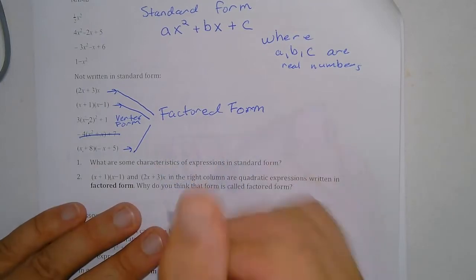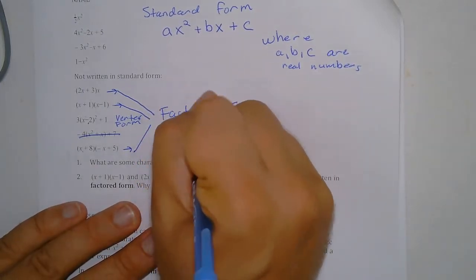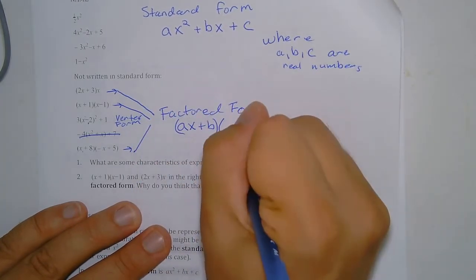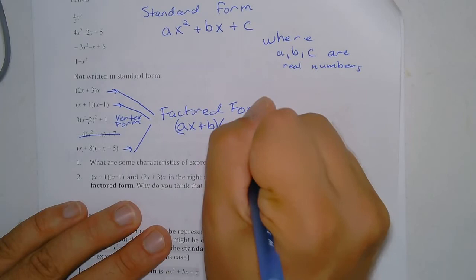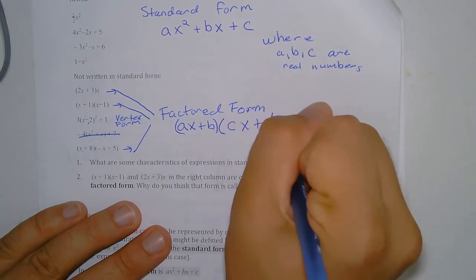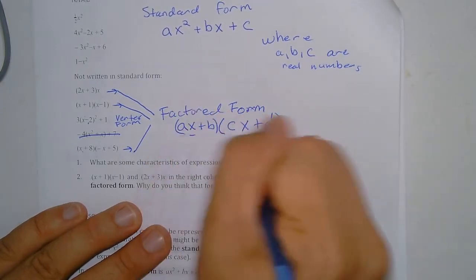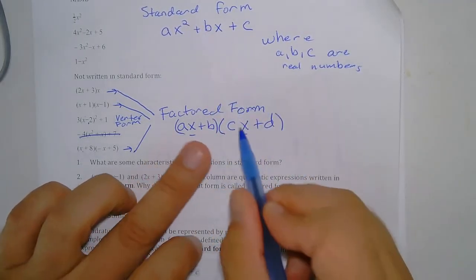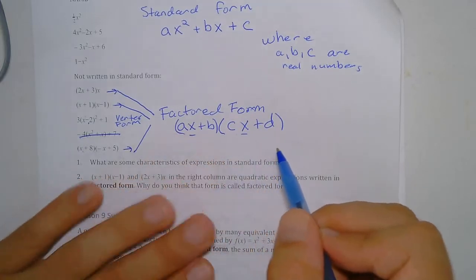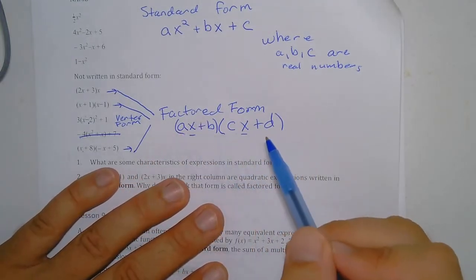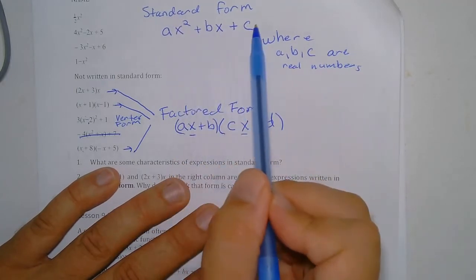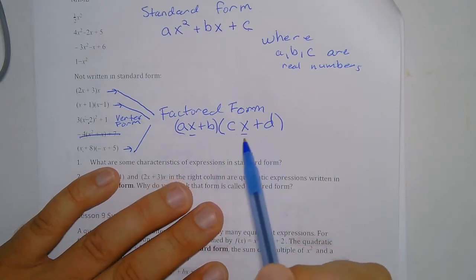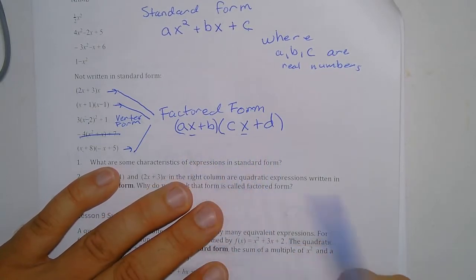Now, factored form would look like this. You would have ax plus b, and then times another, let's call it maybe c times x plus d, where your x's are going to be multiplied by each other to make an x squared term, but it's written in parentheses. So this is, again, the factored form. And we're going to learn standard form is useful for finding, let's say, y-intercepts, and factored form is useful for finding, say, x-intercepts or zeros.